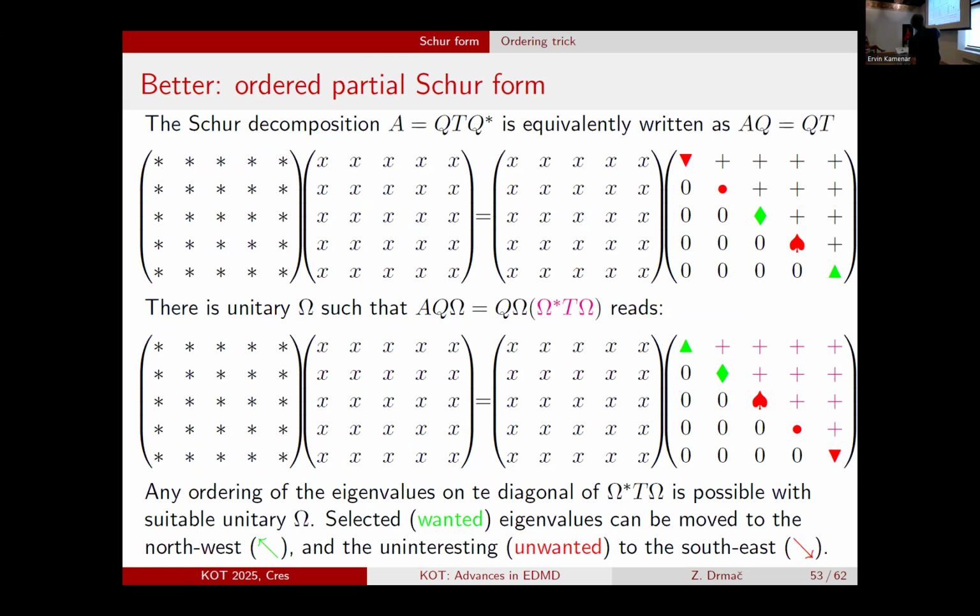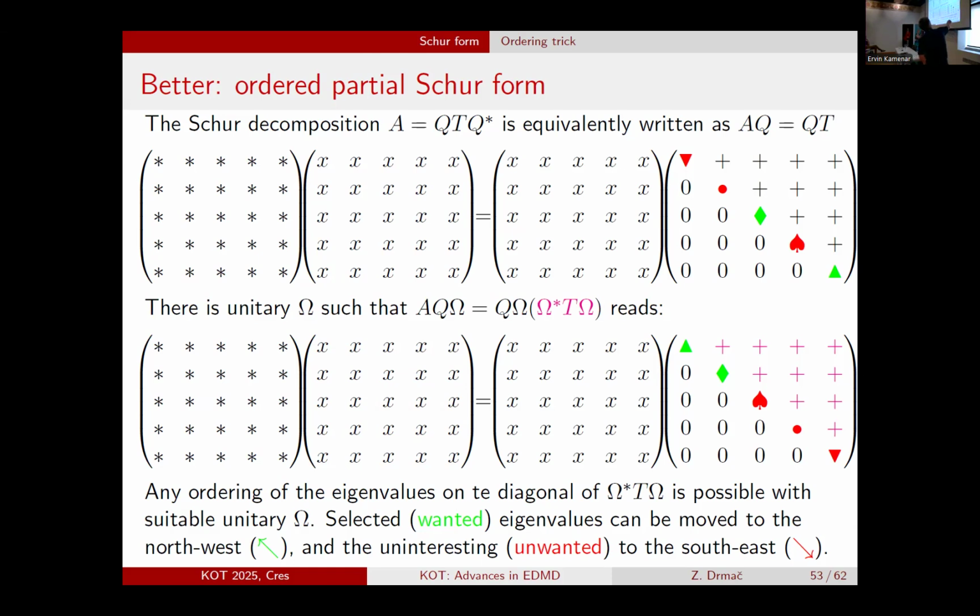So A equals Q T Q star, and you can write it as A times Q equals Q times T. And then from this, you see that the first column of Q is the eigenvector with this eigenvalue. The first two columns span the invariant subspace that corresponds to these two eigenvalues, and so on. So in that sense, we still have spectral information, but not in terms of eigenvectors, but each time an orthonormal basis of a spectral subspace of some eigenvalues.